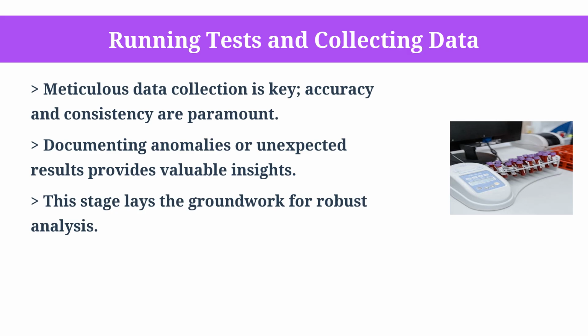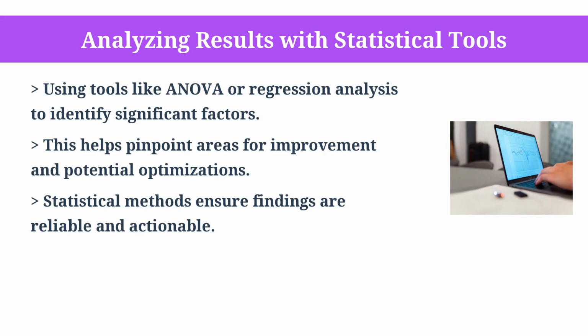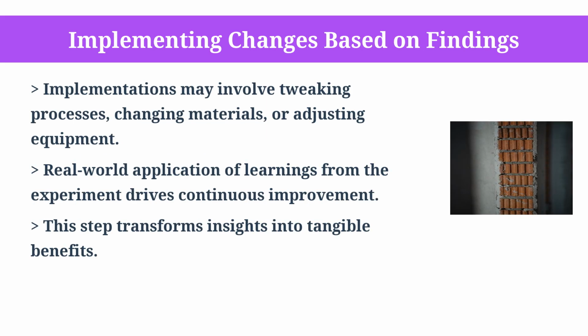So there you have it: defining objectives, identifying factors, choosing a design, setting up carefully, running tests meticulously, analyzing results thoroughly, and then implementing changes effectively. These steps form the backbone of any successful DOE experiment in an industrial environment. Remember, DOE isn't just about finding answers, it's also about learning and refining our processes over time. So keep experimenting, stay curious, and don't be afraid to ask what if.